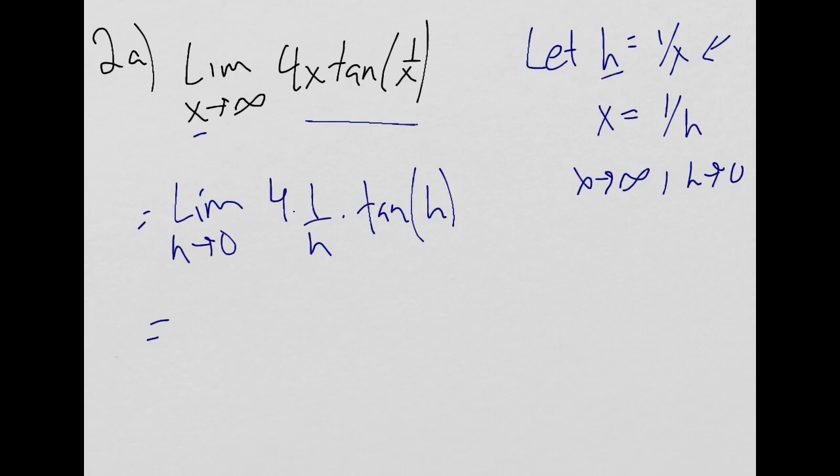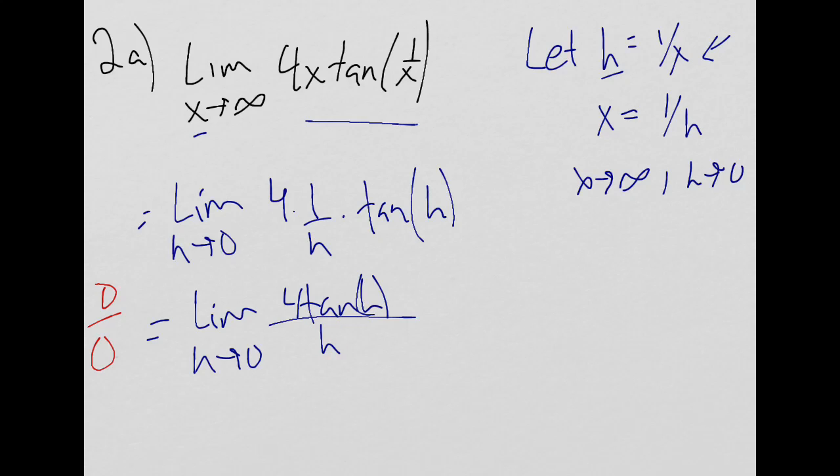Well, that could be rewritten as the limit as h approaches 0 of 4 tan h over h. Now, as h goes to 0, I'm going to get 4 times tan of 0, which is evaluatable. That gives me 0. And then as h goes to 0, the bottom, which is just h, also goes to 0. So this thing goes to 0 over 0, which means that I can now use L'Hopital's rule.